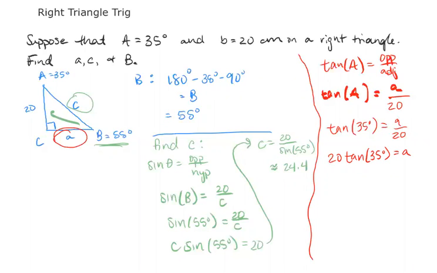And when you put this in a calculator, you get that A is 14.004-ish. Okay, so looking at this, it makes sense that C is 24.4. That's the biggest side, and it goes with the biggest angle. Side B should be next biggest. It is at 20. And then side A would be the smallest because it goes with the smallest angle. So it's 14. And that's how you use trig to solve right triangles.